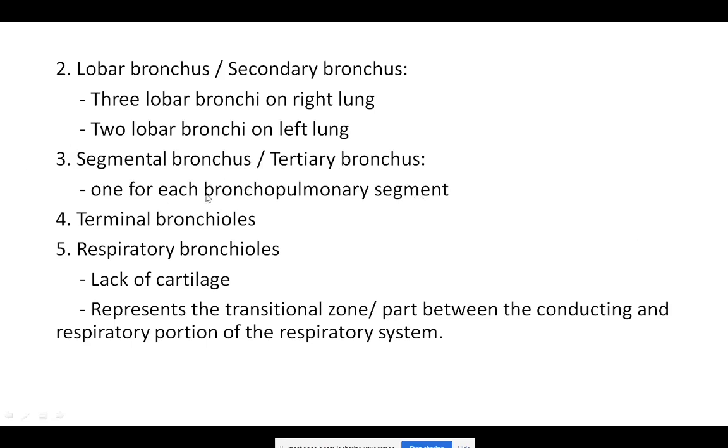You have to do an assignment on bronchopulmonary segment. Can everyone hear me? Yes, ma'am. Yes, ma'am.